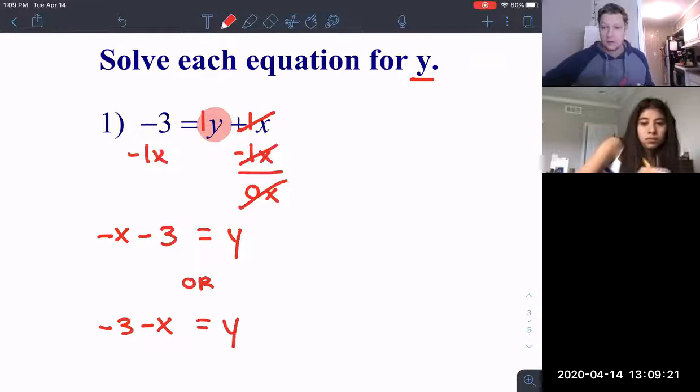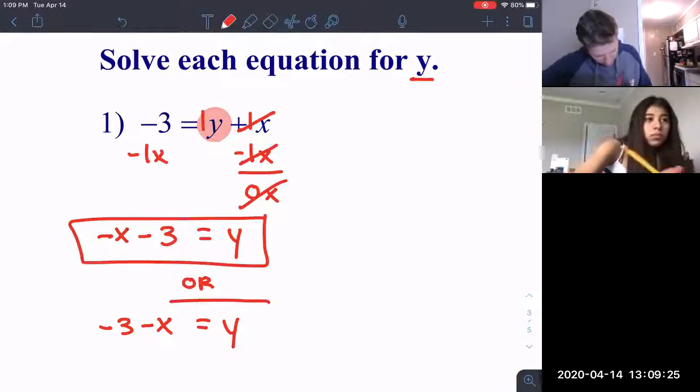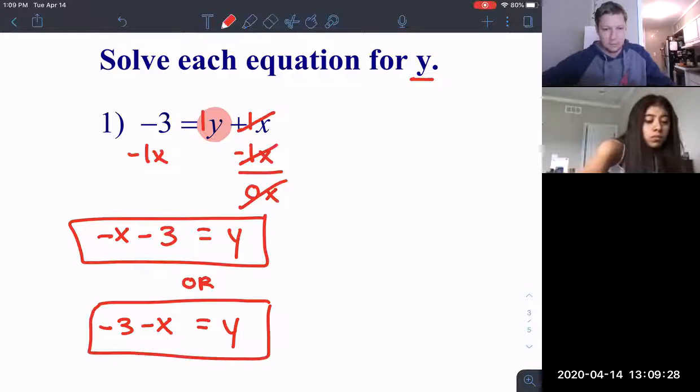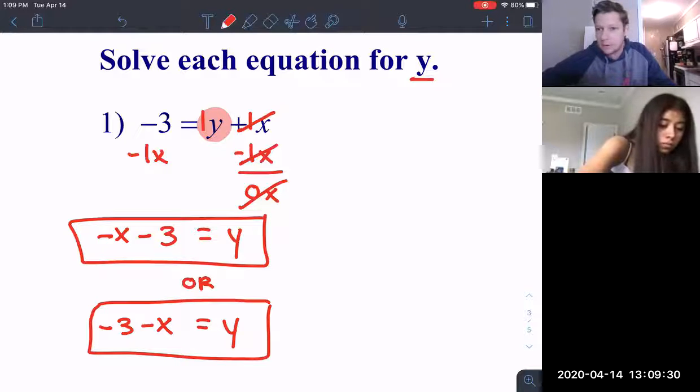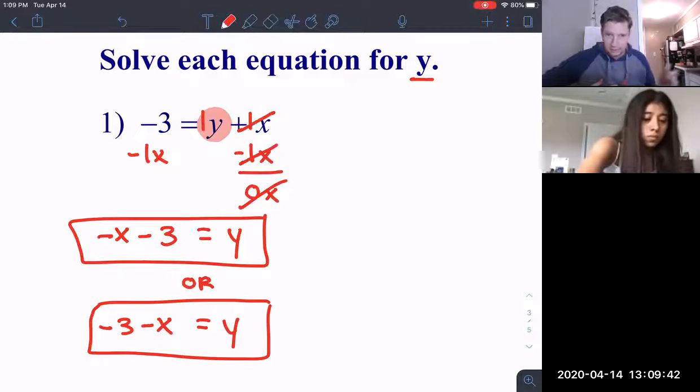Both of these are okay answers because they're really the same equation. You don't have to write it both ways. I'm just showing you that both are correct. You just need to write it one way. So really, all we're doing is moving things around in the equation. As long as you keep using opposites to get rid of things on one side and make sure you're doing the same thing to both sides, then you can't go wrong.